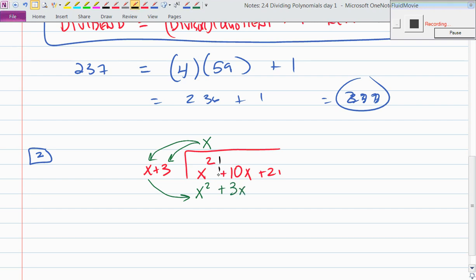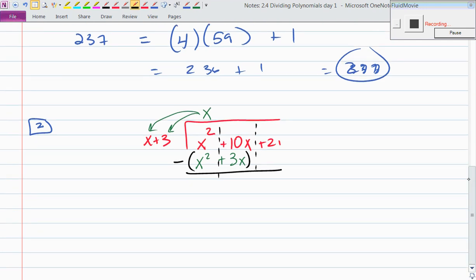One, definitely keeping my x squared column lined up. Definitely keeping my x to the first column lined up. And definitely keeping my constant column lined up. That's very important to stay organized in these types of problems. That's a procedural issue. So the next thing I want you to do is whenever we are subtracting, I want you to put parentheses around the entire piece and put a minus sign out in front. The reason is because every single year students forget to distribute that minus sign.